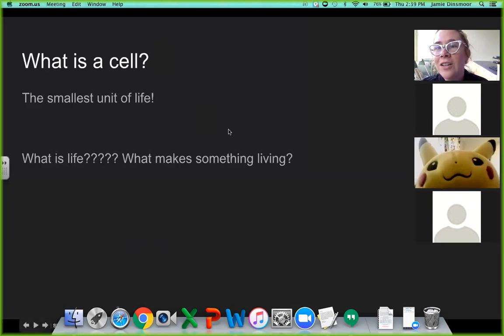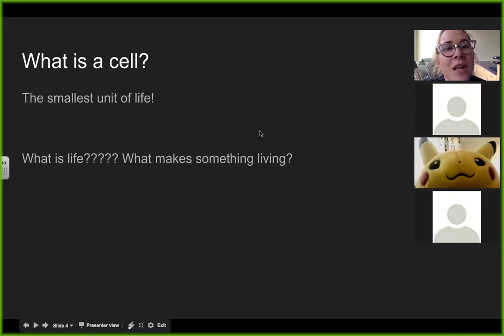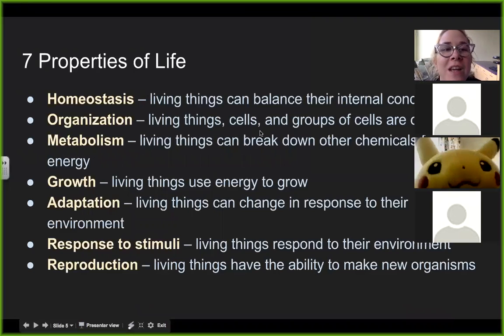Okay, so we'll look now at the official definition of what makes something living. I like that there's a Pikachu, yeah, that's a Pikachu, right? Okay, I was going to say, am I getting my Pokemons wrong? I like there's a Pikachu on the screen here.